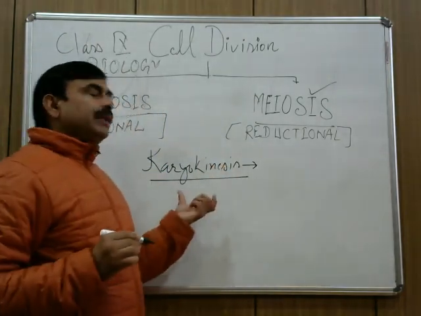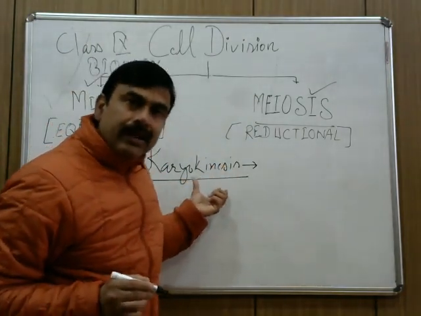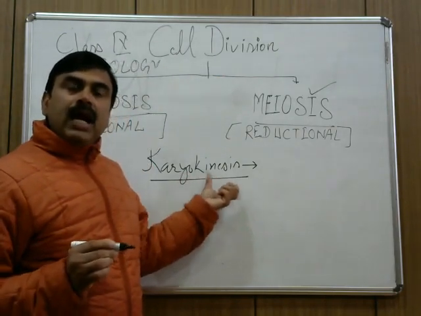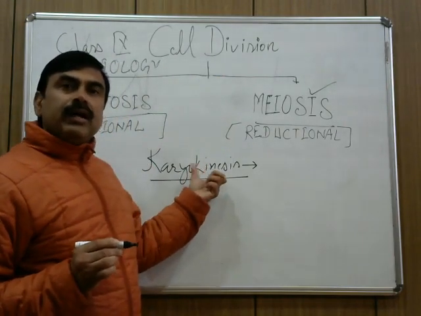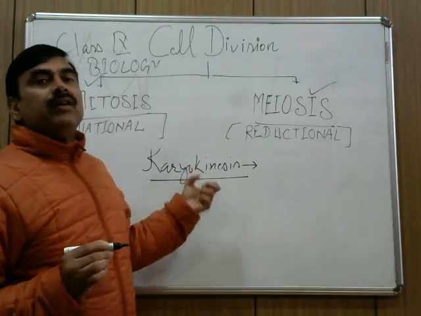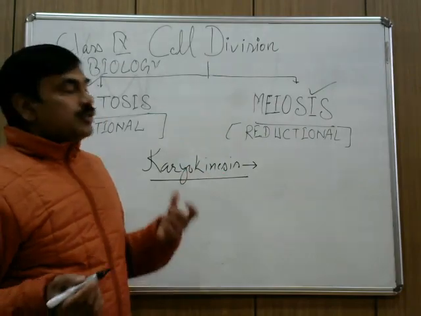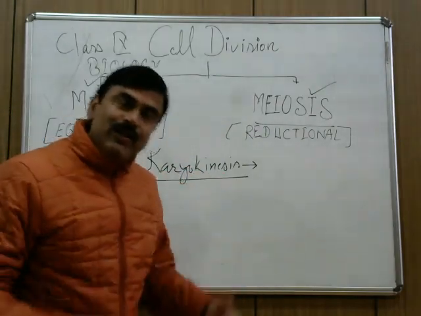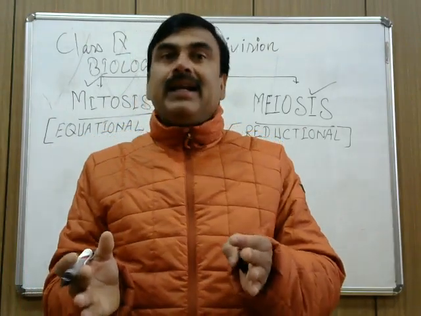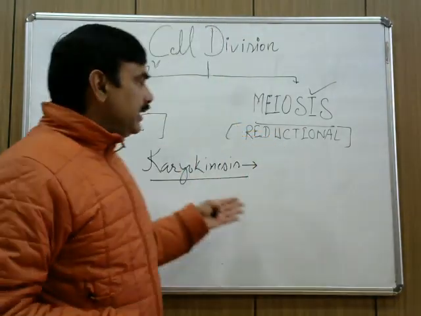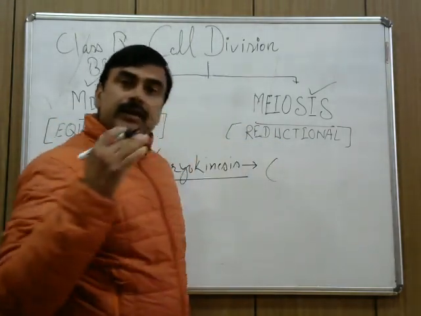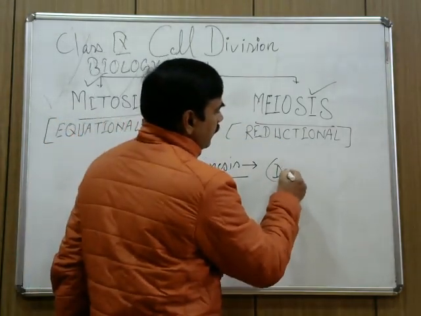Karyokinesis. With this word, karyokinesis, with the help of this: karyon is a Latin term. The meaning of karyon is nucleus. So when the nucleus divides, that is called karyokinesis. You can write it simply as division of nucleus.